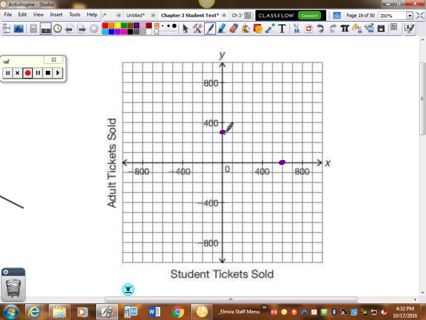Now watch what I'm going to do here. I'm going to connect those dots. That line represents all the possible combinations of student and adult tickets that would result in $3,000.